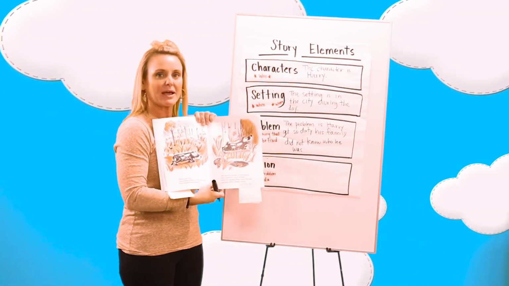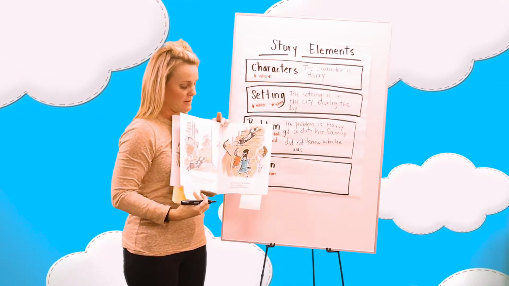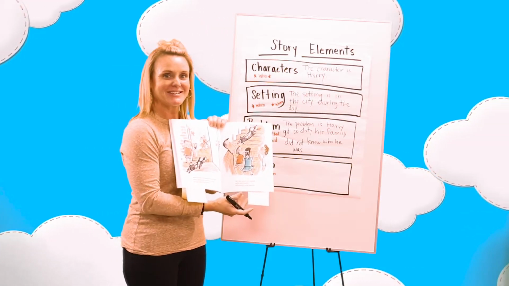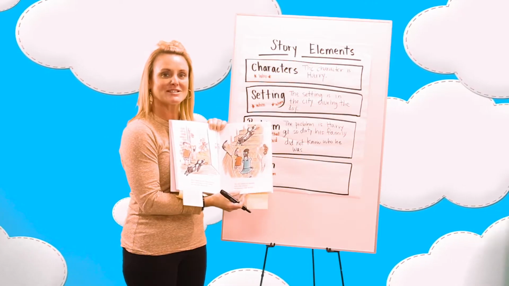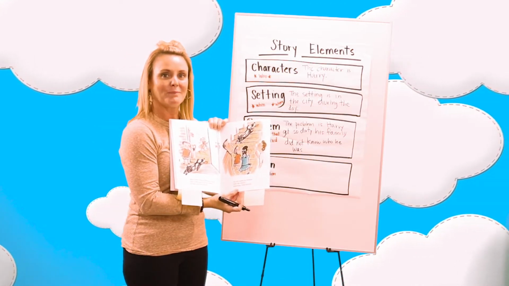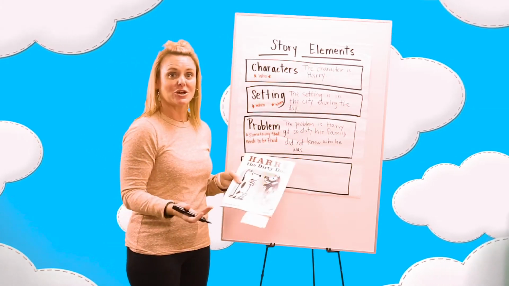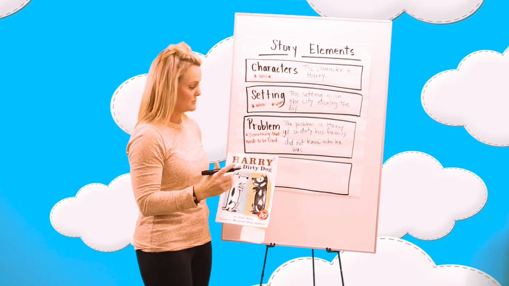So if we open it back up, how did he fix his problem in the story? Get your ideas. What do you think was the solution? How did he fix his problem? I agree. The solution is that he took a bath and changed back to a white dog with black spots.